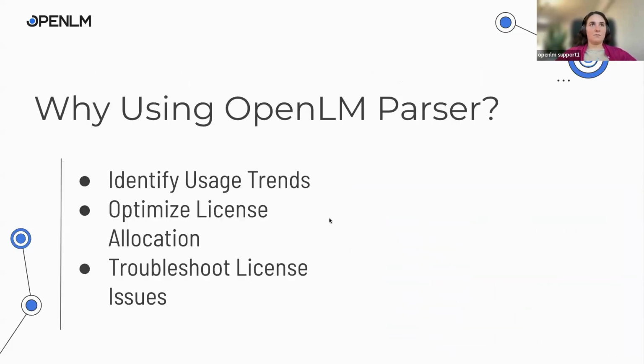Let's analyze the benefits of using the license parser. With the parser, you'll be able to identify usage trends, that is, see how long-term users use specific features within a particular software package. You'll also be able to optimize license allocation and ensure that you have the right number of licenses to meet your needs, and in the end, you will avoid overspending or under-provisioning. And also, you can troubleshoot license issues. OpenLM Parser can help you diagnose why users might get denied access to a certain software, and also limitations.